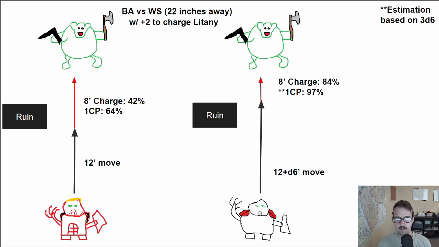You can see that on the left here, the Blood Angel essentially goes up to a 42 and 64% chance of their charges. That's still a little too risky for me, whereas the White Scars here go to an 84% on their charge and a near guarantee if they're willing to take a single reroll. So not only do the White Scars get the advantage of having more information before they have to commit to the charge, they also get more benefits from charge litanies because they don't already have an inherent +2 charge bonus.